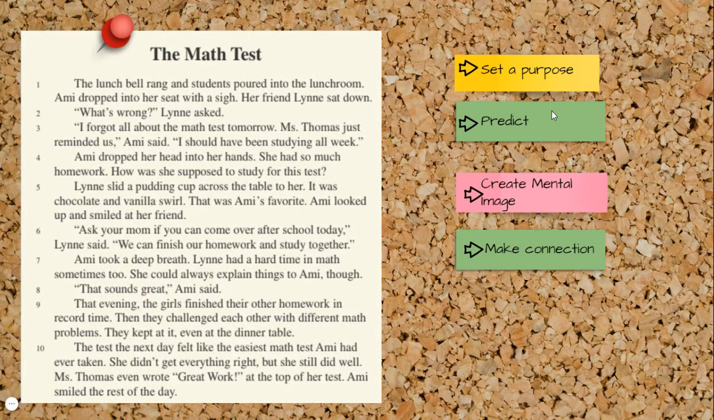Let's look at our first story. Before I read, I want to set a purpose. When I read this story, I will read to find out who the characters are and what problem they face. I read the title and think about what the story might be about. The title is The Math Test. So I predict that the story will be about a student who has a test. Let's read to confirm the prediction.